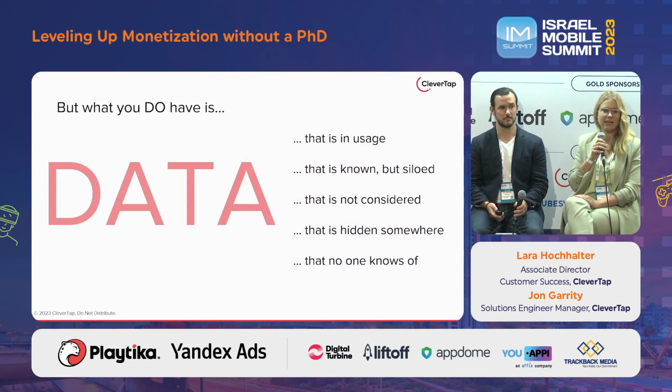You are collecting data throughout the user life cycle, and there's data that you're using for certain activities in your app, but there's also data that you might know, but it's super silent, so you don't really have any access to it. Data that is not considered, like you're not actively using it, data that is hidden somewhere, or basically data that nobody knows that you're collecting. But all that data is what empowers your monetization, what is empowering your team. And John is going to tell you how.